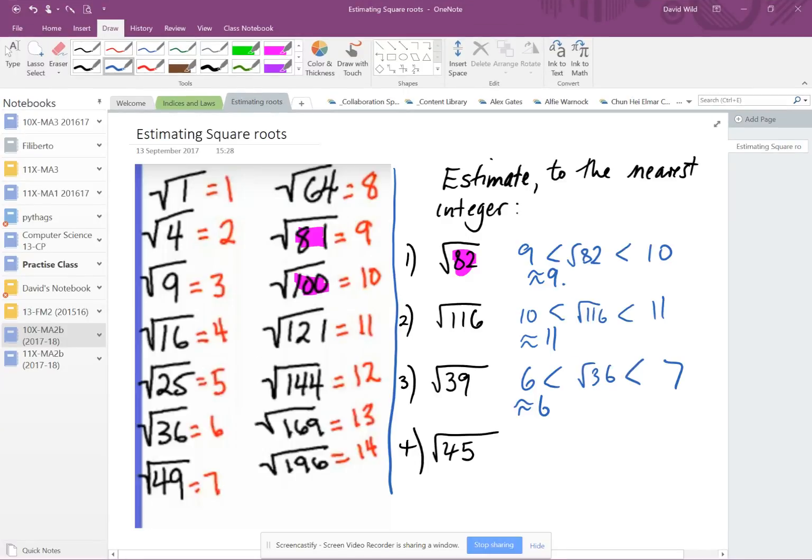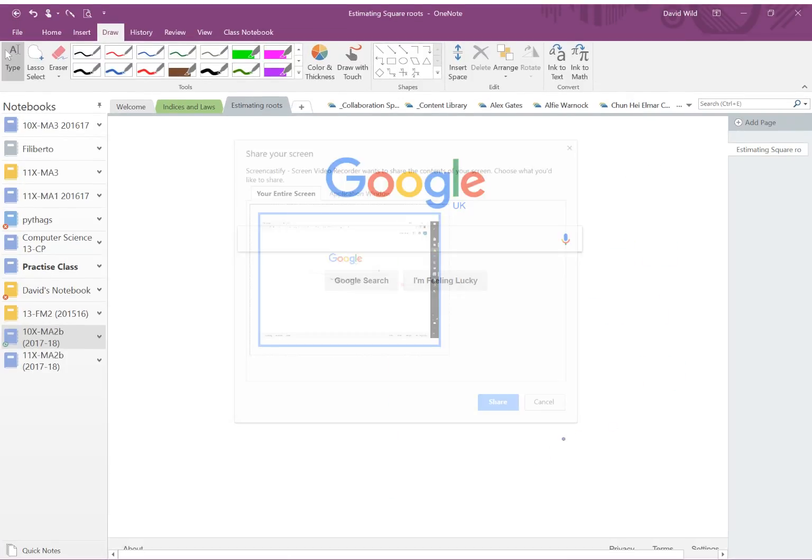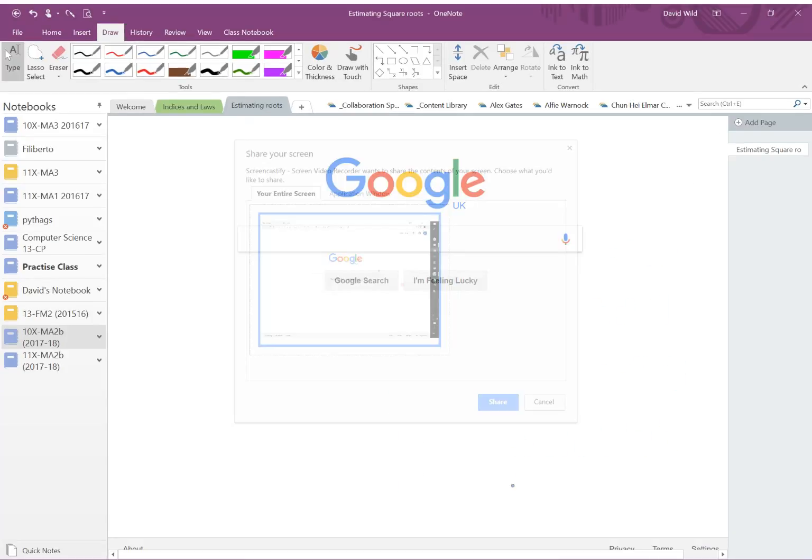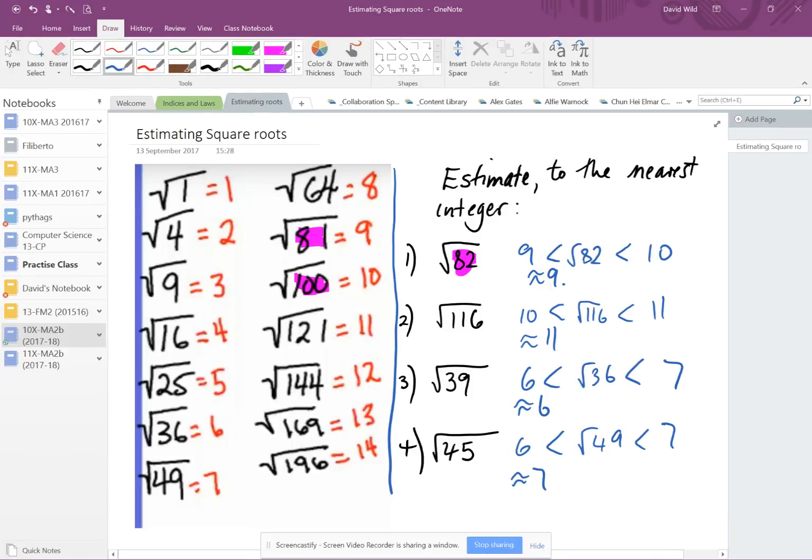And the last one, we're looking here at root 45, which is somewhere between 6 and 7, and it is indeed closer to 7. Okay, easy peasy. Yes, sir. Well, I've written approximately 9. If you say approximately 9.0, that indicates that we're doing it to one decimal place, which we're not at the moment. So the answer is no to your question.